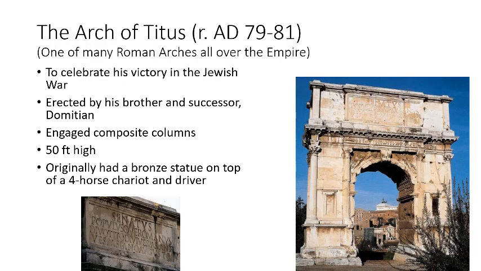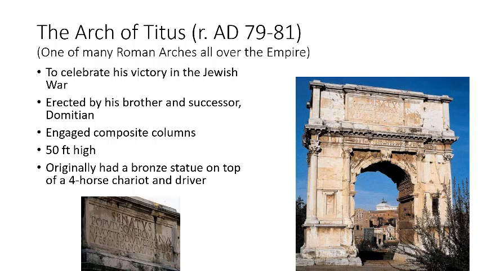Here's an example of an arch. There are lots of arches. This is one of many arches all over the empire. They're in the east, they're in Africa, they're in France, they're everywhere. Arches, arches, arches. Lots of them in Italy. This particular one is the Arch of Titus.